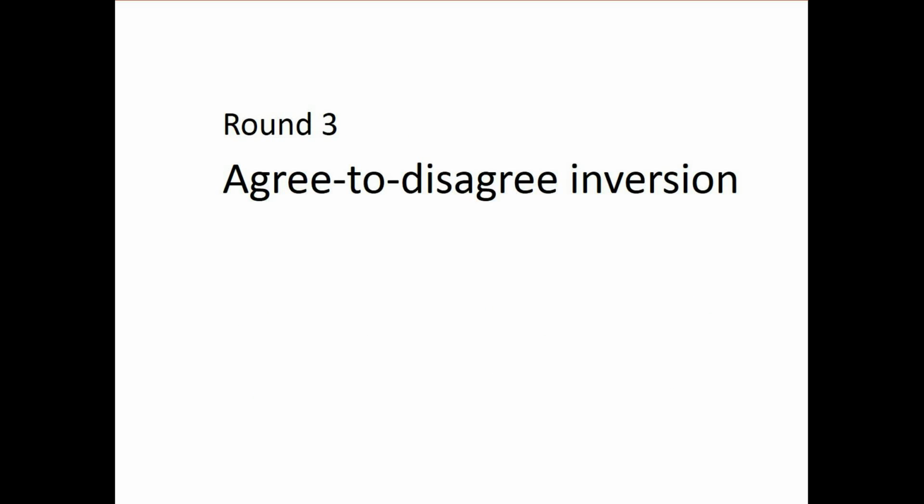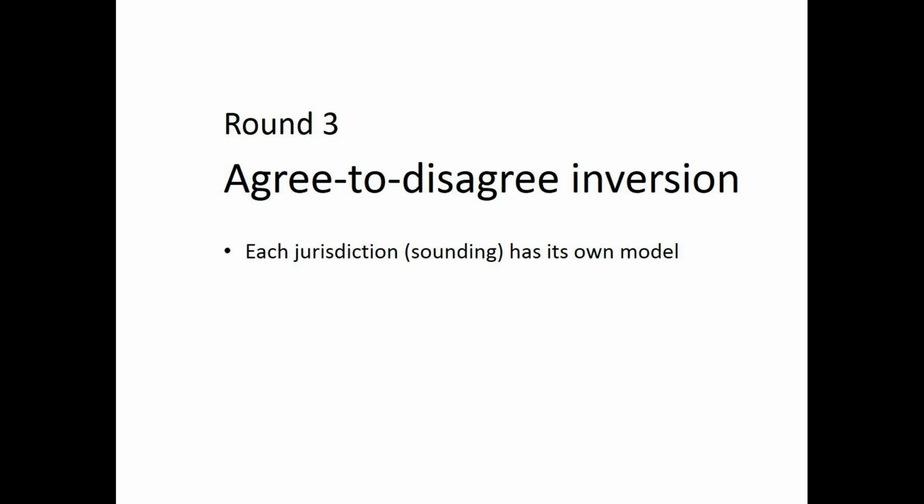That's why we do this agree-to-disagree inversion. So the basic idea is, each sounding is treated as a single jurisdiction, so each sounding can develop its own model. Basically, resolve has its own model, high moment has its own model, low moment has its own model. But after each iteration, there will be a congress. During the congress, they meet together.